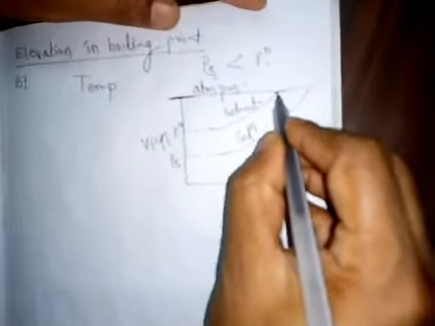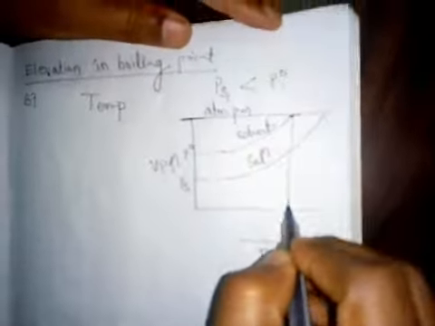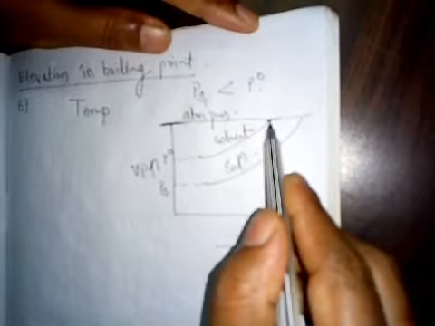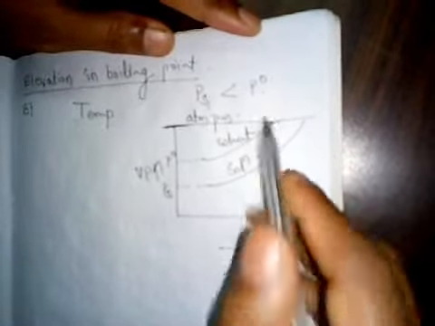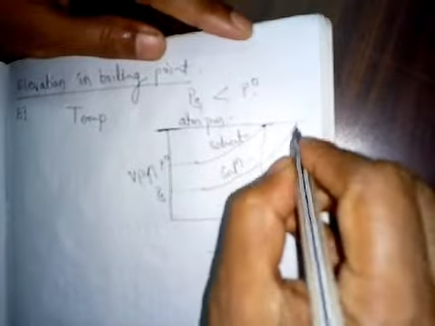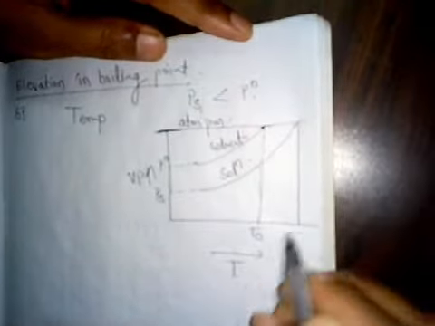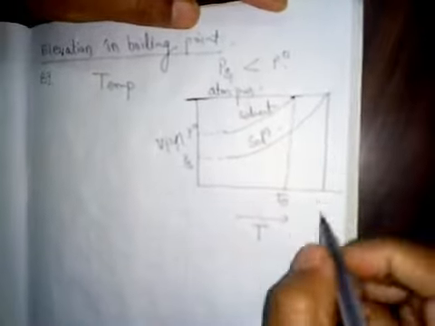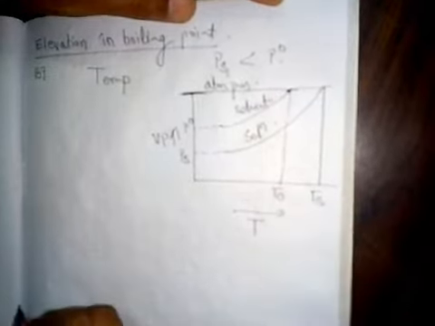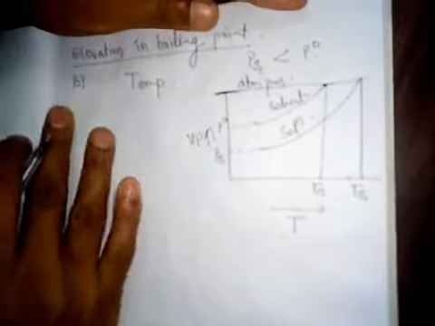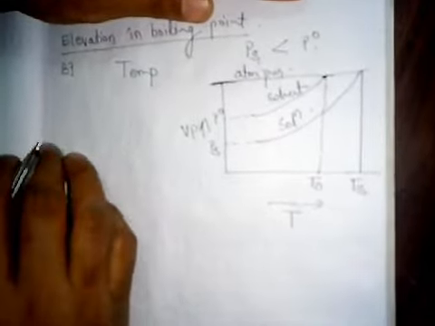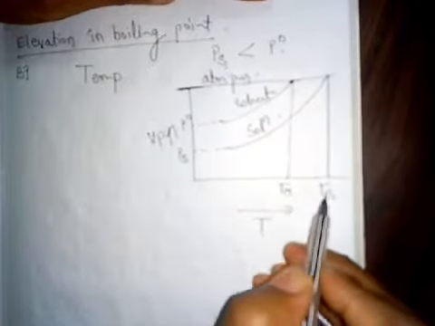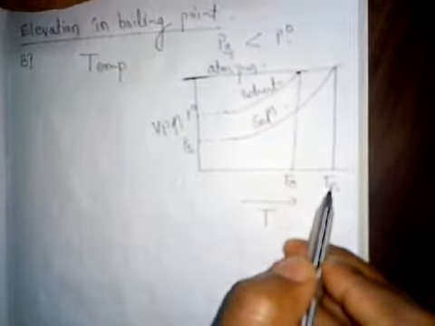Now at this temperature, the solvent vapor pressure is equal to the atmospheric pressure. Let this be T naught. At this temperature, the vapor pressure of the solution becomes equal to the atmospheric pressure. Let this be Ts. So T naught is the boiling point of solvent, Ts is the boiling point of solution.